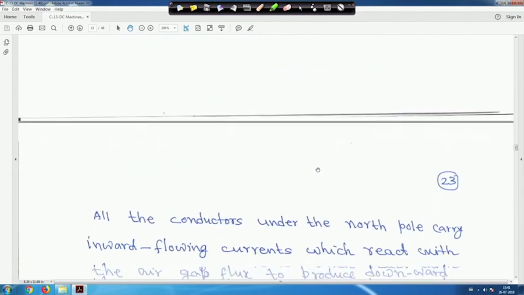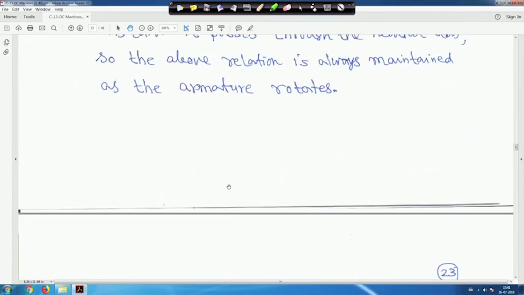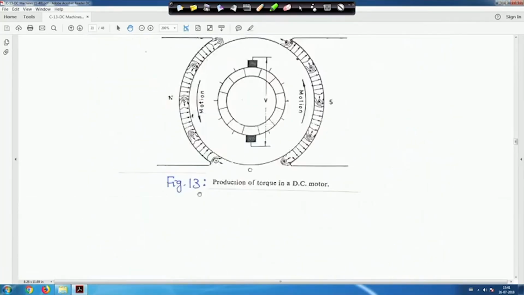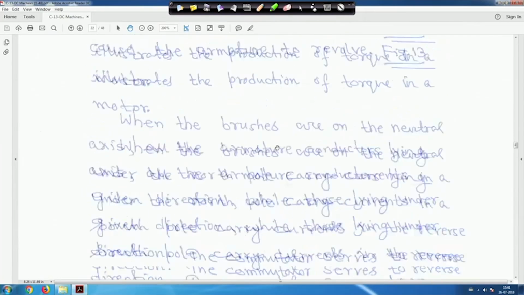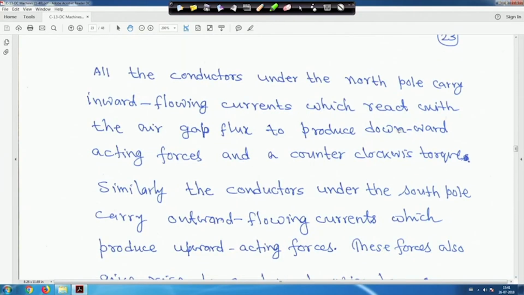Next, all the conductors under the north pole carry inward flowing currents, which I showed with the plus convention, which react with the air gap flux to produce a downward acting force and a counterclockwise torque. This is the force diagram, from the stronger magnetic field to the weaker one. Looking at this diagram, the arrow is downward here and upward there, right. From that you can find that torque will be developed. So, it produces downward acting forces and a counterclockwise torque, right.